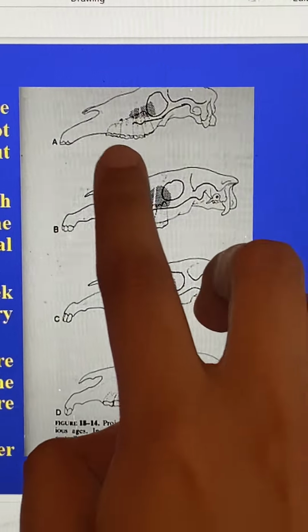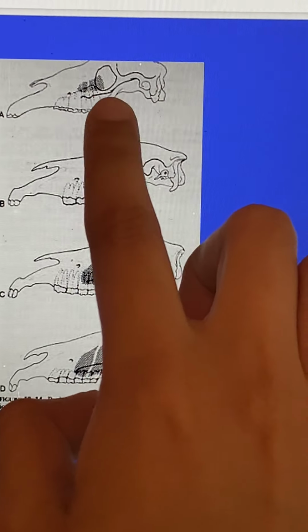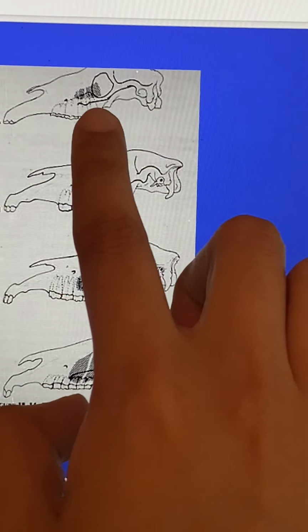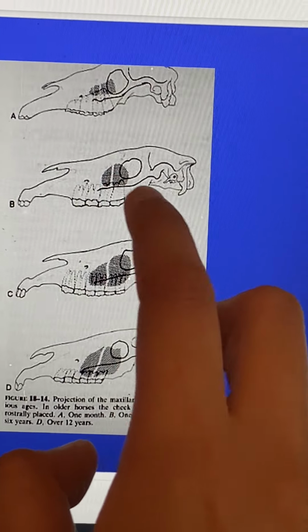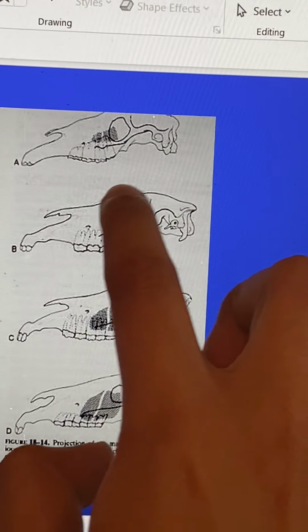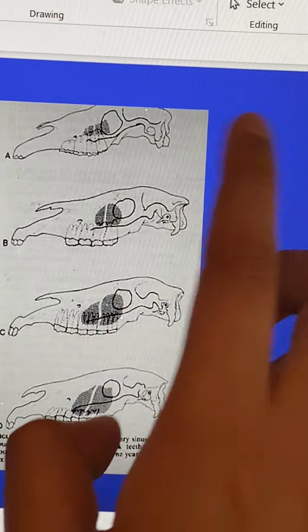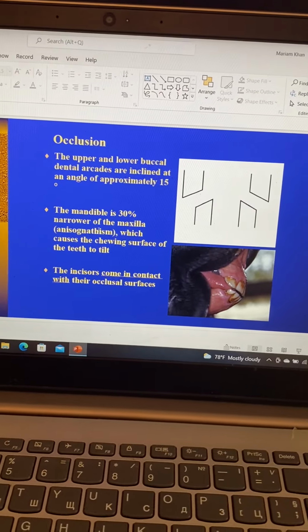The roots of the maxillary cheek teeth have 3 to 6 maxillary sinuses attached to them, so sometimes you can access them through them. And the maxillary ones are wider and square, and the mandibular ones are narrower and rectangular, and they grow 2 to 3 millimeters per year. We'll stop here.